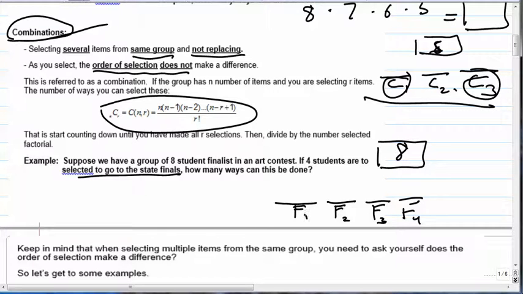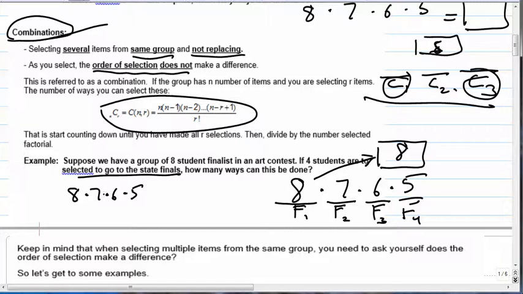When I go to pick the first student, I have 8 choices. Again, I can't put this student back. Why? Because I need to pick 4 students to go. If I put them back, I could pick the same person again. So once again, if I can't put things back, notice the numbers are going to start going down, because every time I pick something, there's one less in the box. Now, I have 8 times 7 times 6 times 5.